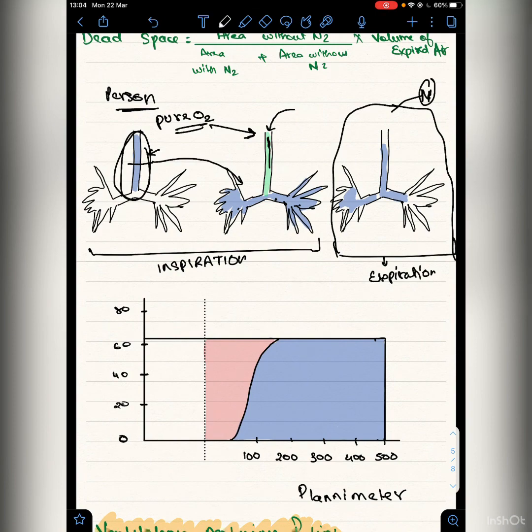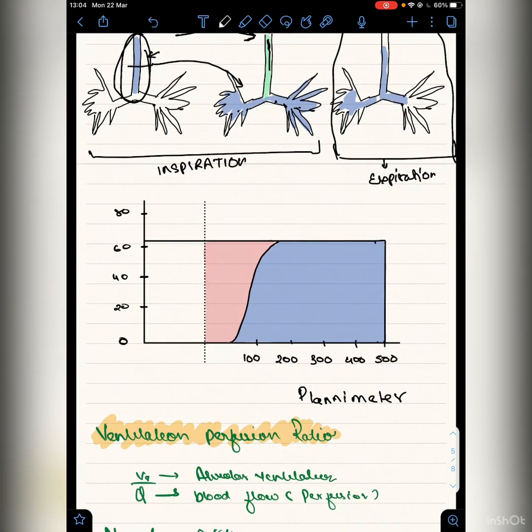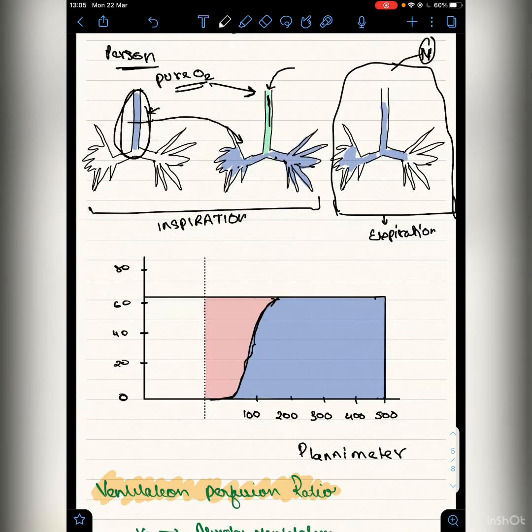When a person is asked to expire, in the graph you can see the first part of expiration. As you can see, I have drawn N here. He is connected with the nitrogen meter. So the first portion of the expired air which comes out of the respiratory tract consists of oxygen, because at the beginning of expiration this is the only air that goes out. So the nitrogen concentration wouldn't rise, because that would be consisting of oxygen.